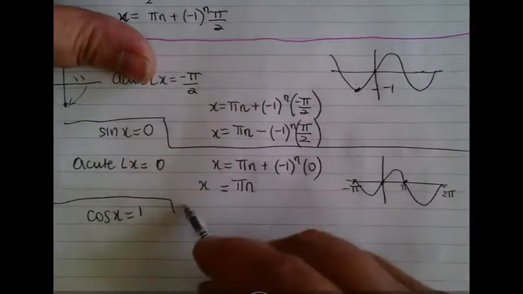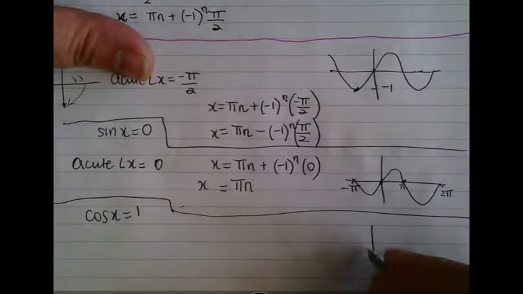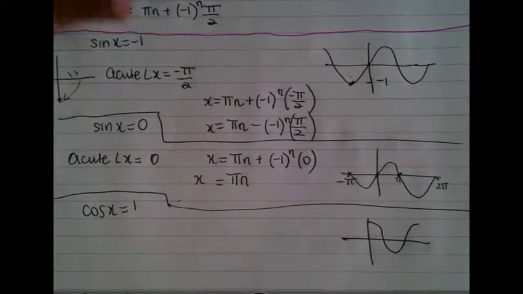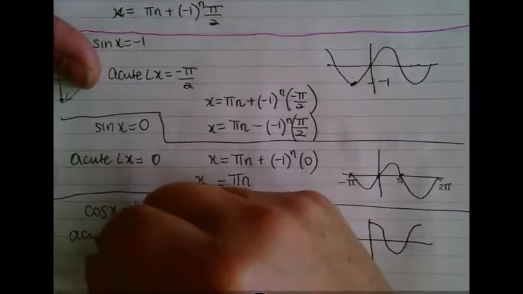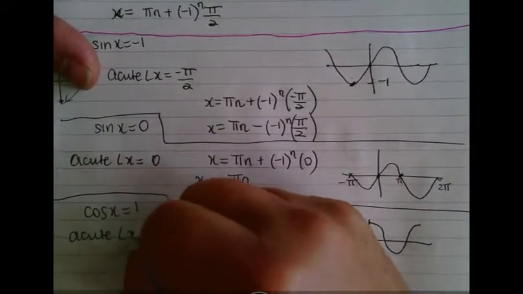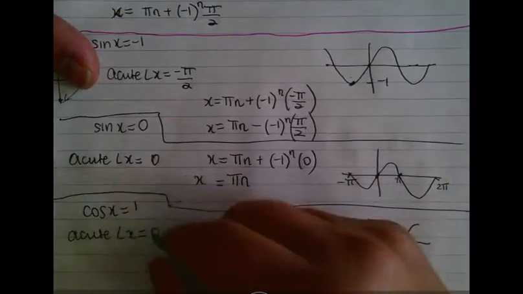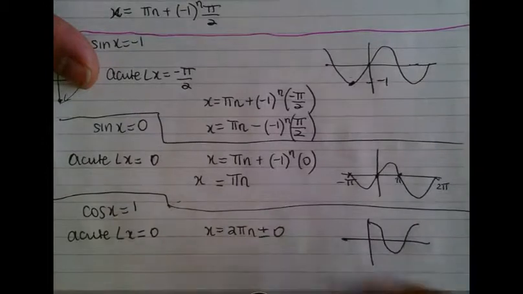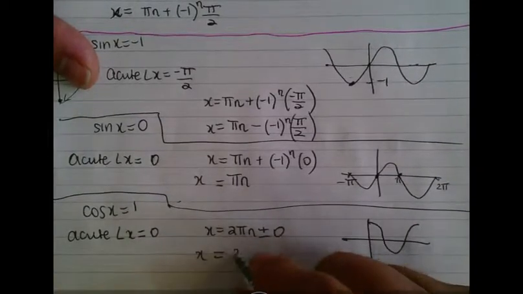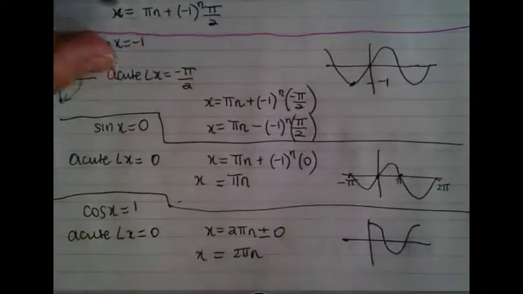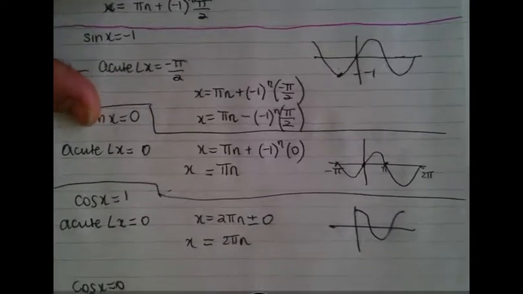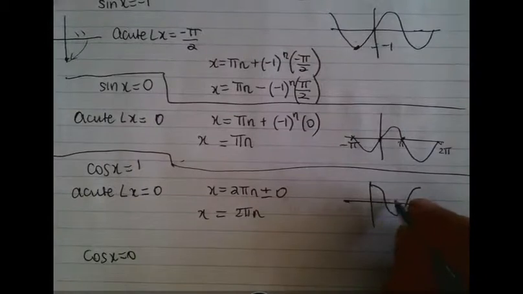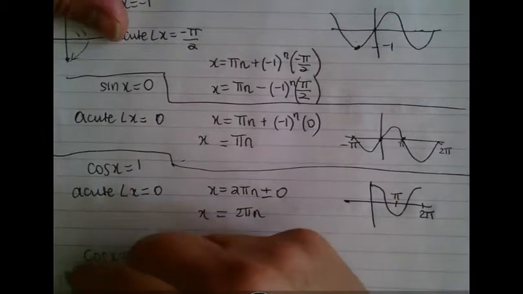Now we're going to do the same for the cos curve. A quick sketch gives you your first angle, like your acute angle. What acute angle are you going to use? Acute angle x is 0. So therefore x is 2 pi n plus or minus 0, which is just 2 pi n. Again, cos of x is 0. You can see where your first solution is.